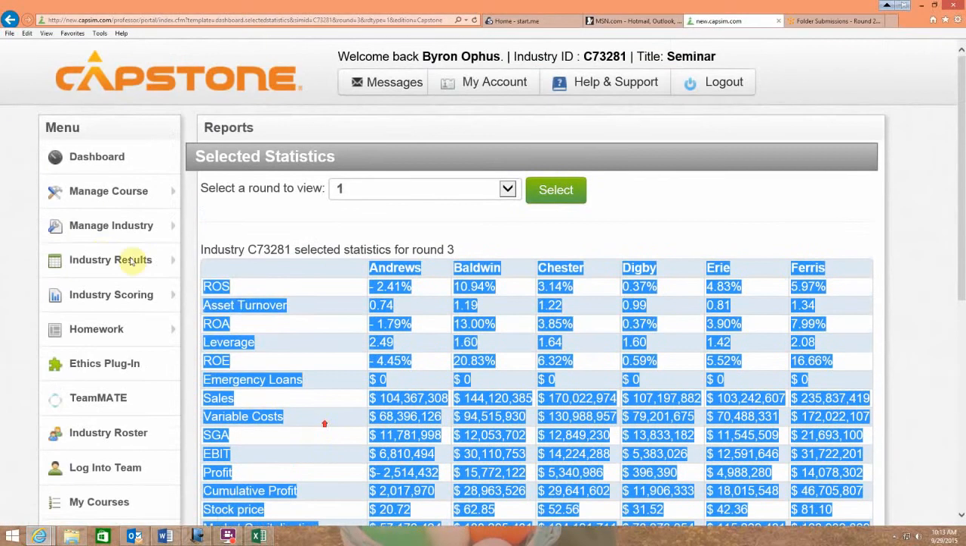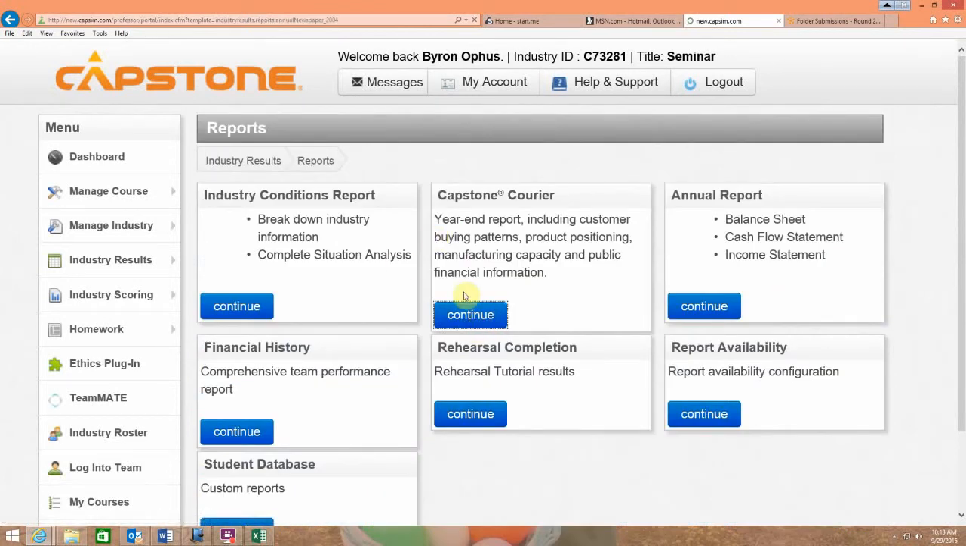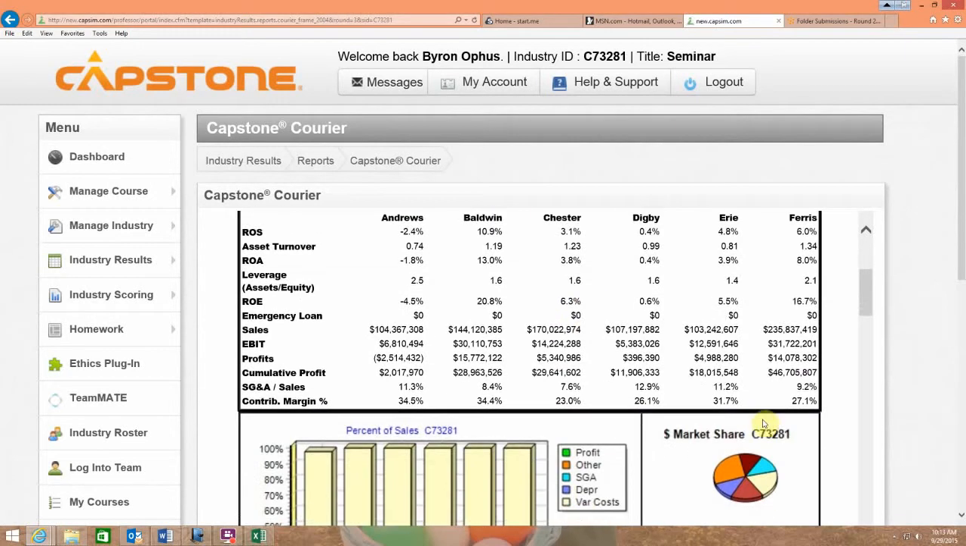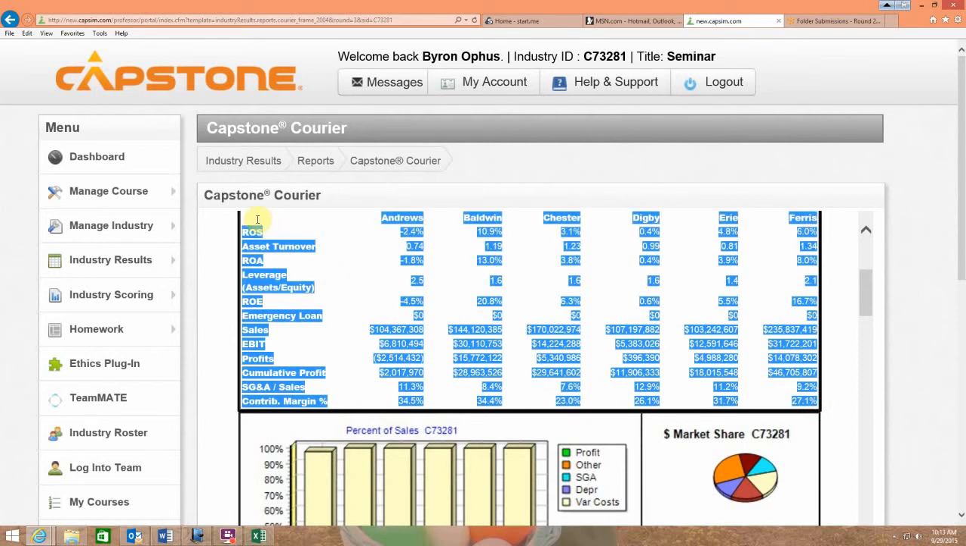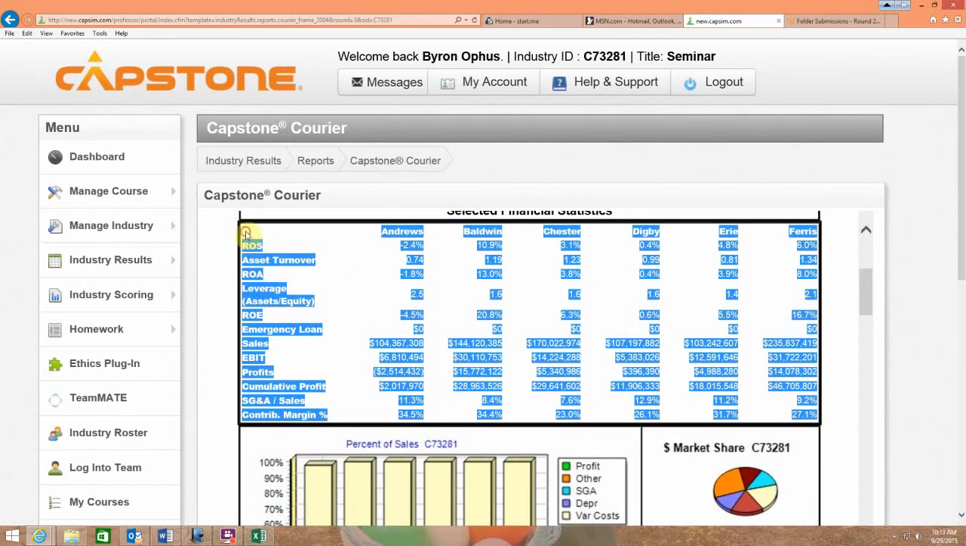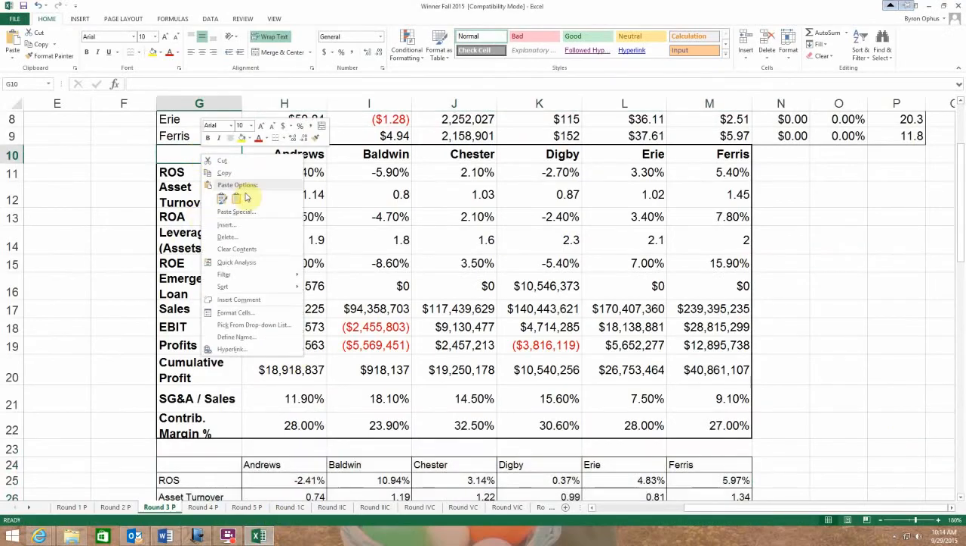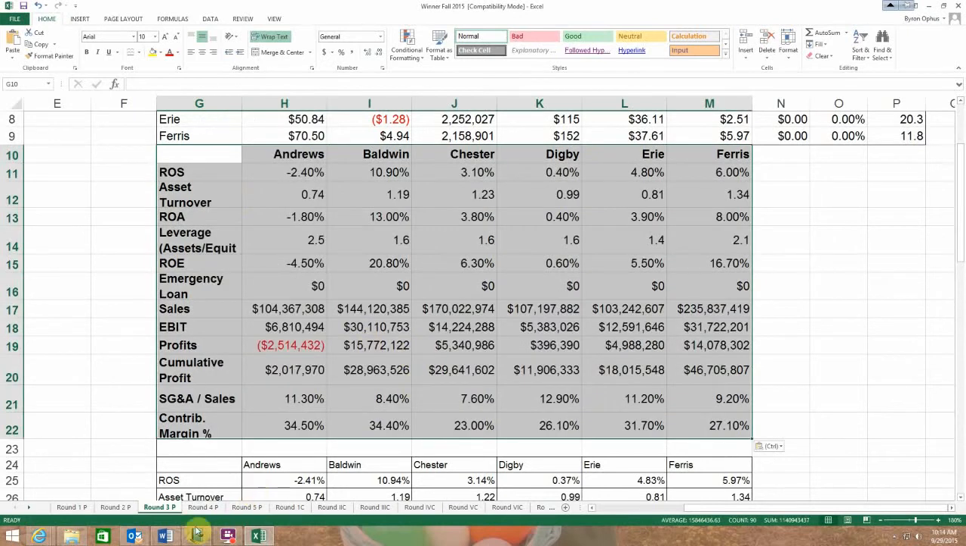Now I can go back and we can go to the Capstone Courier for round 3. Getting that teacher mode, and then everything's chapters and all that. So we're looking at this, and again, my first look is probably at the sales number. And I look at this and I say, okay, wow, Chester had 170 million in sales. That's pretty good. Ferris had 235. Third place was Baldwin with 144. So quite a large discrepancy between those teams, right? A decent discrepancy between the teams.